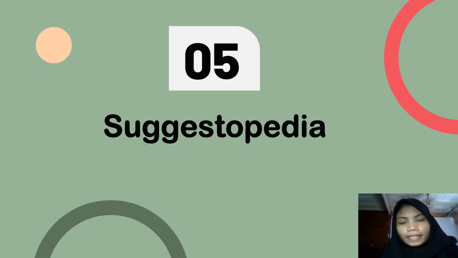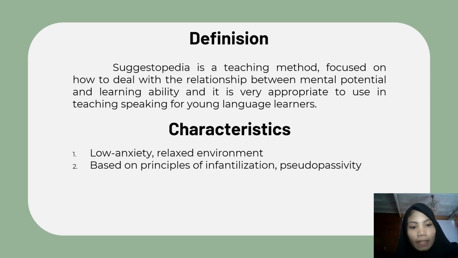Okay, the fifth material is Suggestopedia. Definition: Suggestopedia is a teaching method which focuses on how to deal with the relationship between mental potential and learning ability, and it is very appropriate to use in teaching speaking for young language learners.